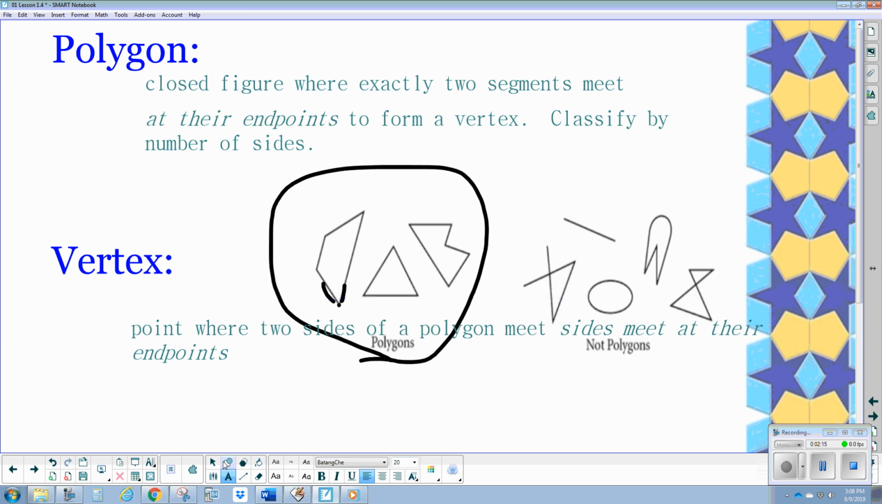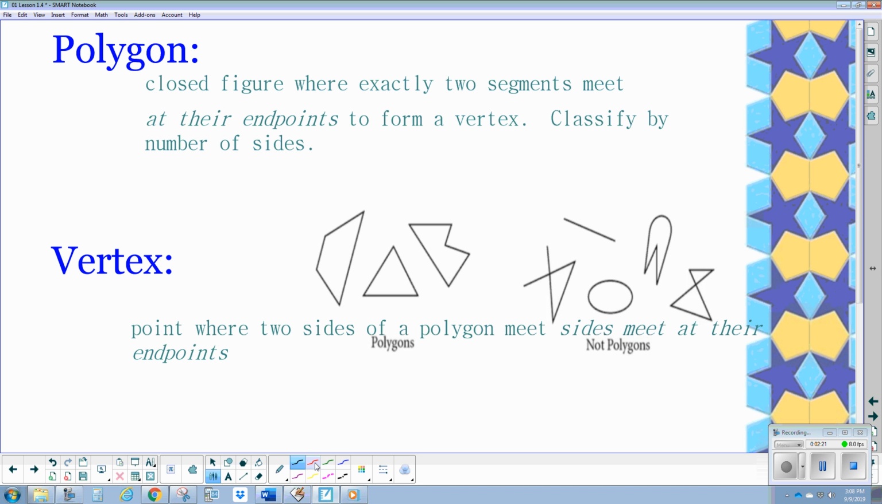So let's look at the shapes that are not polygons for a second, and let's decide why they are not polygons. This shape right here is not a polygon because this point, which is where the segments meet, does not meet at their endpoints. This is not a polygon because it's just a line. It's not a set of segments. It's not a closed figure. Here's no polygon because that is not a segment. It is an arc. And here, although the shape is closed, the segments do not intersect at their endpoints. Therefore, it is not a polygon.